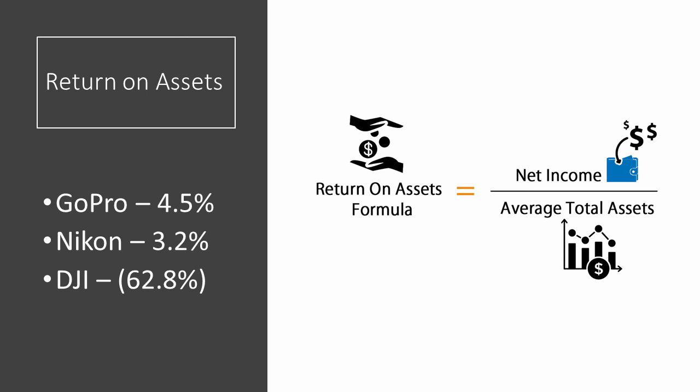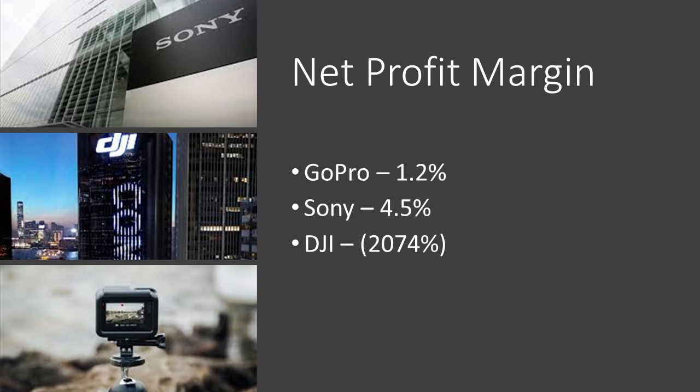Nikon has a 3.2%, and DJI has a whopping negative 62.8%. Lastly, the net profit margin is equal to how much net income or profit is generated as a percentage of revenue. GoPro has a net profit margin of 1.2%. This means they're on average only turning out a small profit, but a profit nonetheless. Compared to competitors, Sony at 4.5% and DJI with a whopping negative 2,000%.